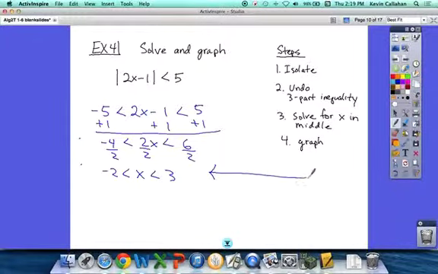That is the answer. So here's -2. Here's +3. Should I make open or closed circles? They're both open, right? Less than, less than. So open circle, open circle. Where does the shading go? In the middle, right? The x is in between -2 and 3. Oops. That's the graph.